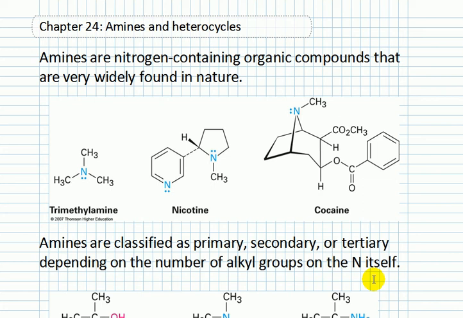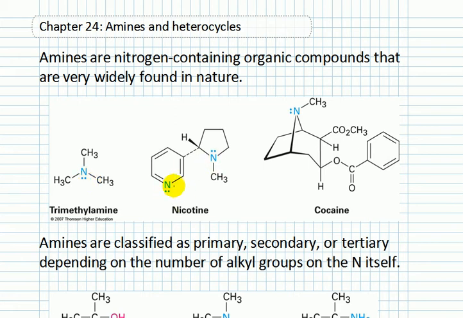This is chapter 24 on amines and heterocycles. Recall that an amine is a nitrogen-containing organic compound. So trimethylamine is one of our simplest amines. They're all derivatives of ammonia, NH3. Amines themselves are very widely found in nature.